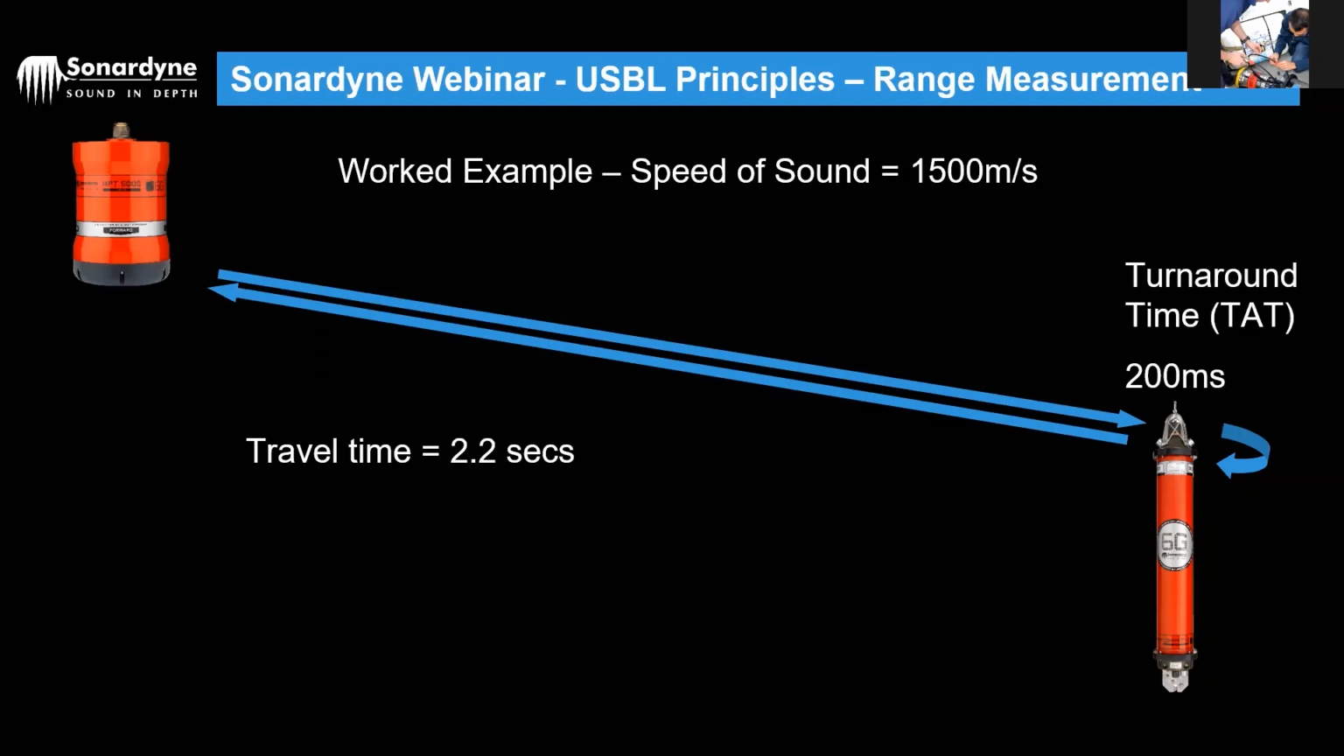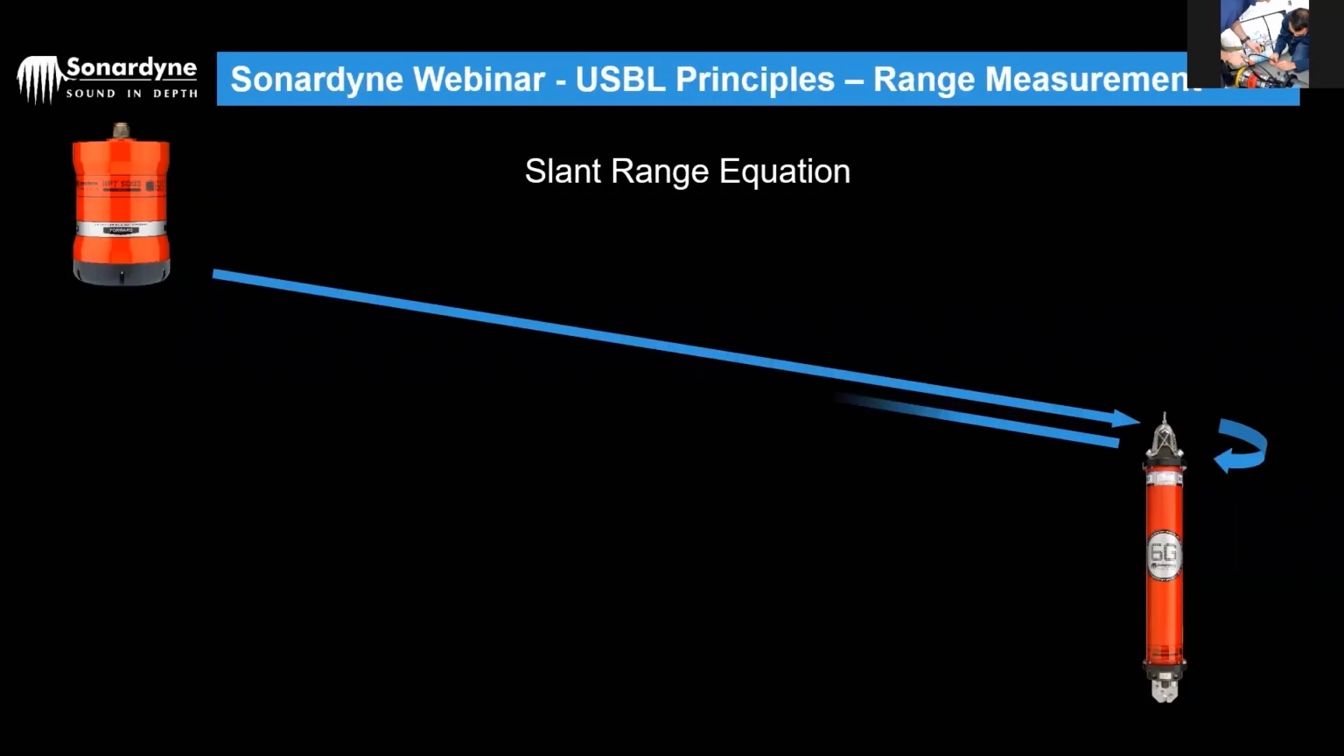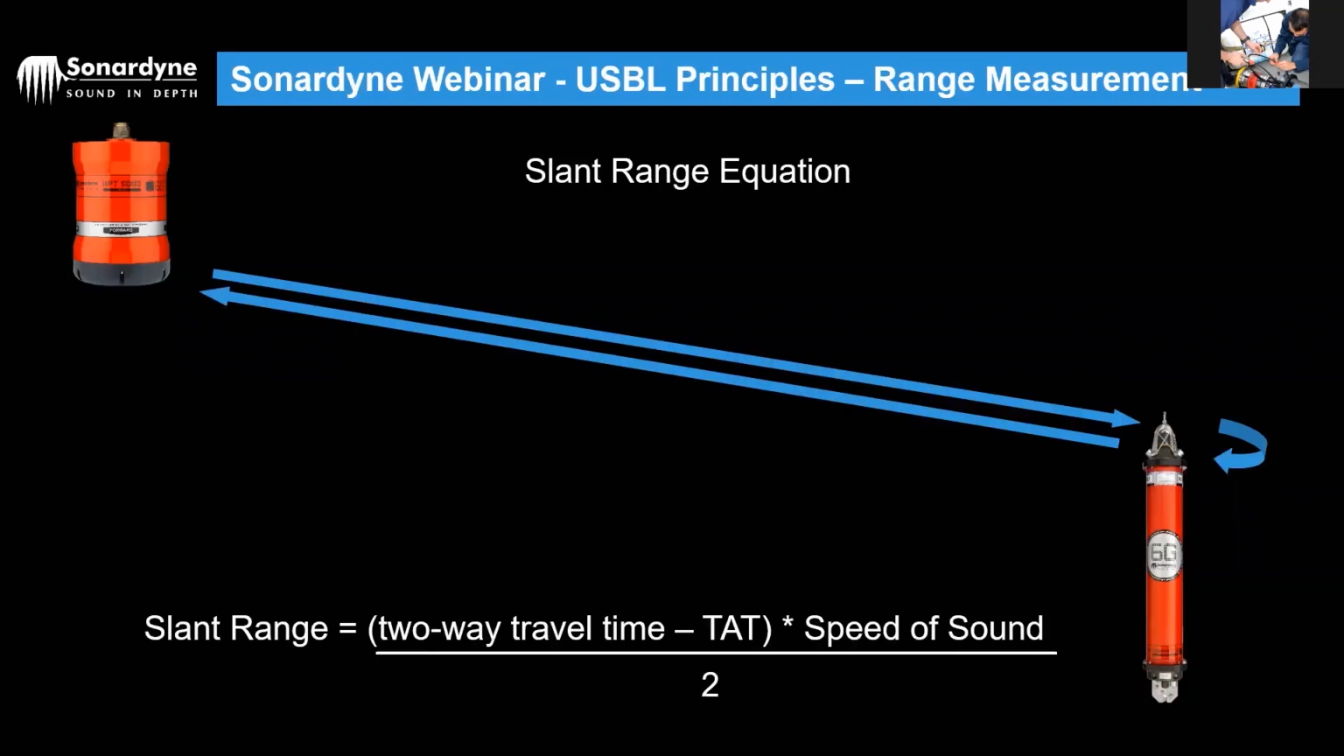So the first thing the system does is remove that turnaround time, because it knows the delay, as both ends are programmed to be on the same delay. So it knows that there's a 200 millisecond delay on that particular beacon, takes it off, and therefore calculates the exact acoustic distance between the two, which is 1,500 meters as before. In summary then, everything is based on this equation for slant range: two-way travel time minus the turnaround time delay, multiplied by the speed of sound, all divided by 2 to give us the slant range.